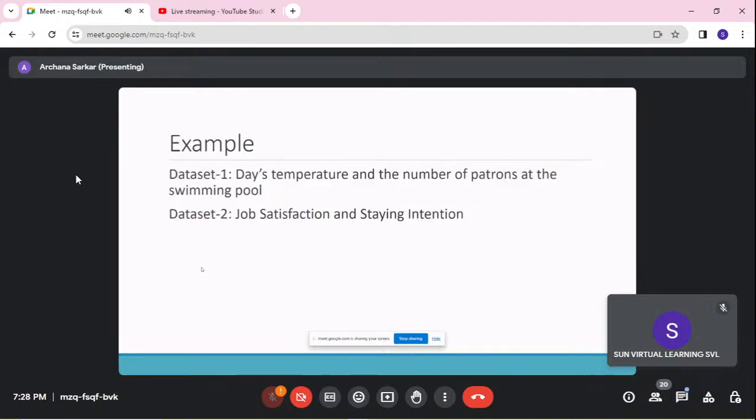Okay. So to understand the correlation, how can we calculate the correlation in SPSS? I have taken two examples. In one example, I am checking the day's temperature and the number of patrons at the swimming pool. Now I want to find out the relationship between the day's temperature and the number of persons coming to the swimming pool. What do you think? Is there any relationship between these variables?